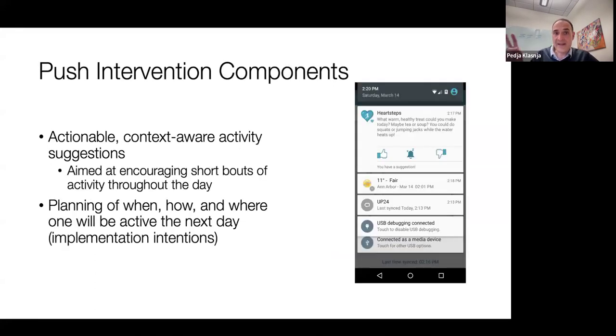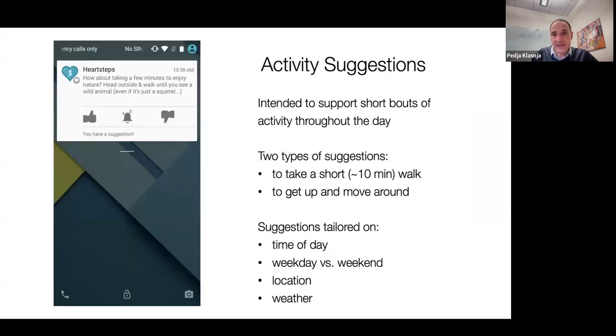And there were two basic intervention components that this intervention had. One was actionable, context-aware activity suggestions, which aim to help encourage short bouts of activity throughout the day. And the other was planning when, where, and how one would be active on the next day. You can think of this as a version of implementation intentions as a behavior change technique. And these activity suggestions really were intended to support short bouts of activity, right? And they showed up as little push notifications on the phone.